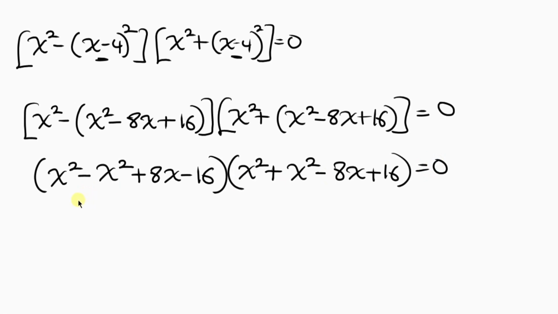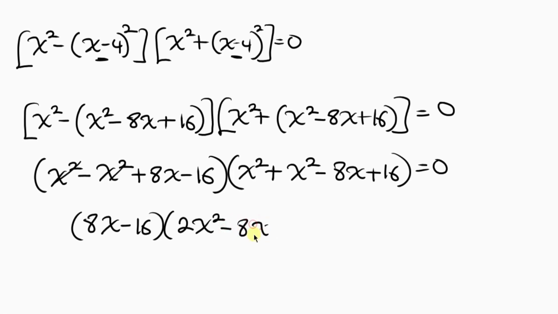And then simplifying further, you see that x squared minus x squared is gone. So we are left with 8x minus 16 times this, we have x squared plus x squared, that is 2x squared, and then minus 8x plus 16 equal to 0. So we have two cases here.